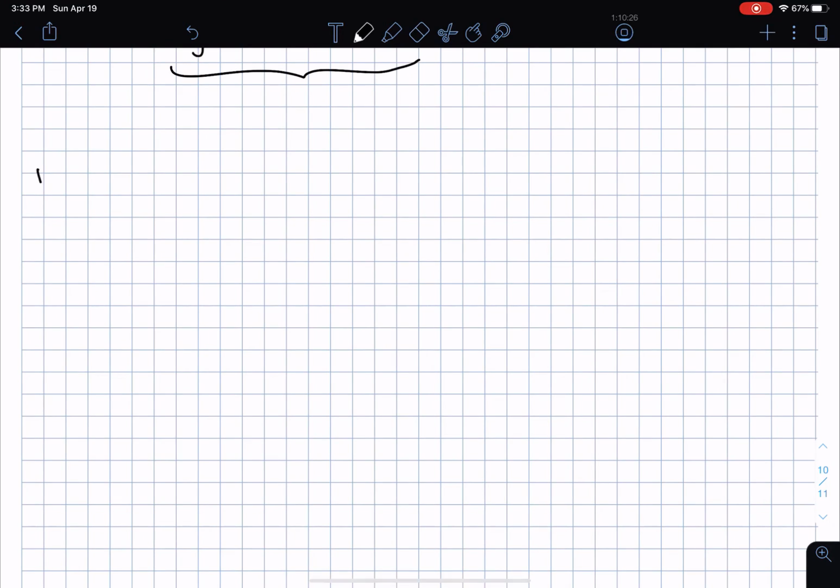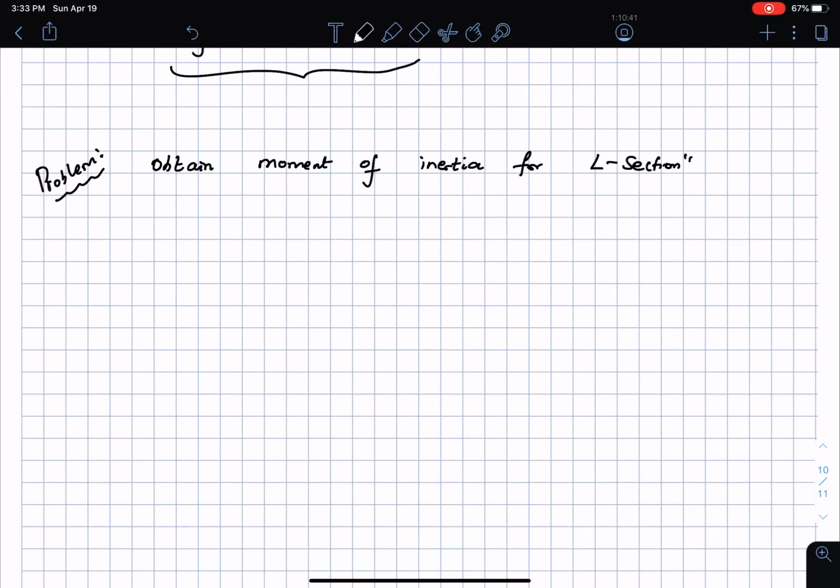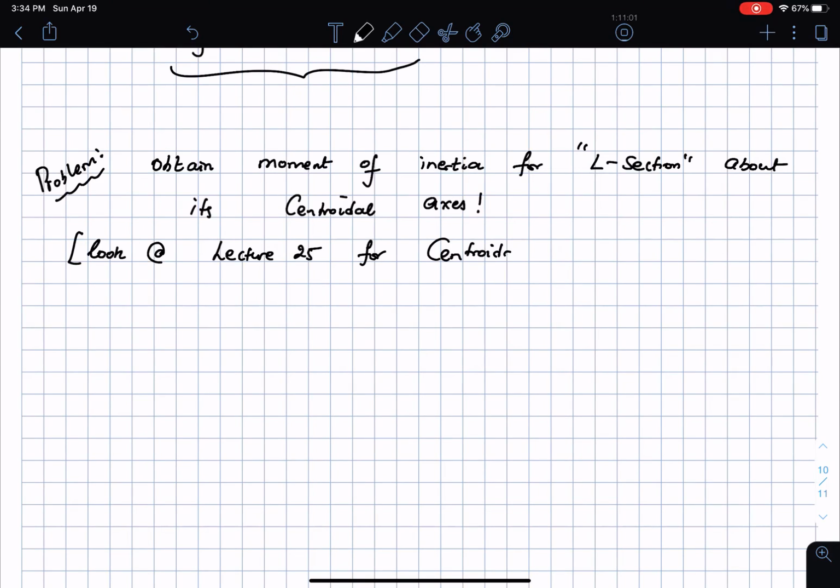So problem. Obtain the moments of inertia for the L section about its centroidal axis. Look at lecture 25 for the centroidal axis of the L section. Okay, I'm going to skip that calculation.